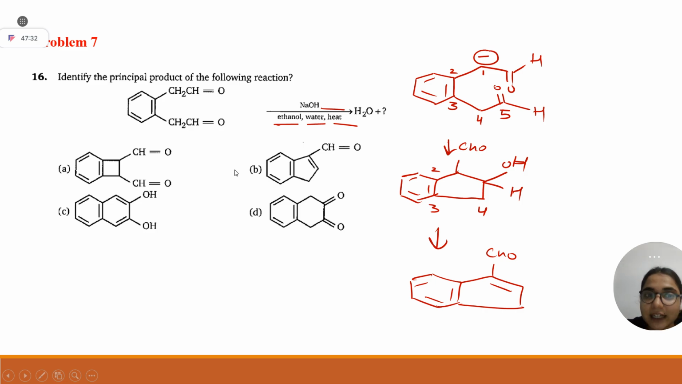CHO is your aldehyde, C double bond OH. In short, we write it like that. From here, where it substitutes, this is CHO. CHO is attached to this carbon. Now clear?